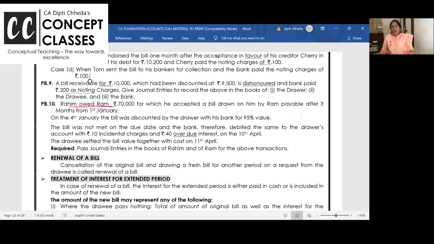Drawn by Ram. And in exam the indicator is the bill is drawn by Ram. तो राम की books में क्या आएगा? Bills receivable. Who accepted? Rahim. Bills payable. This analysis should go in your mind.